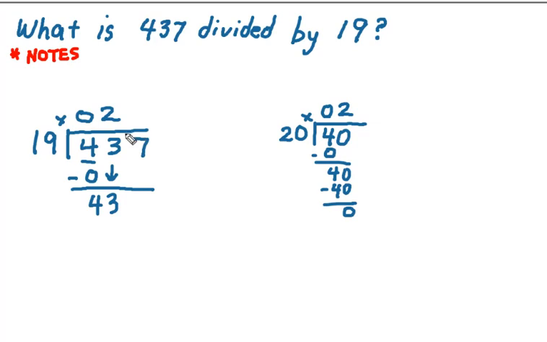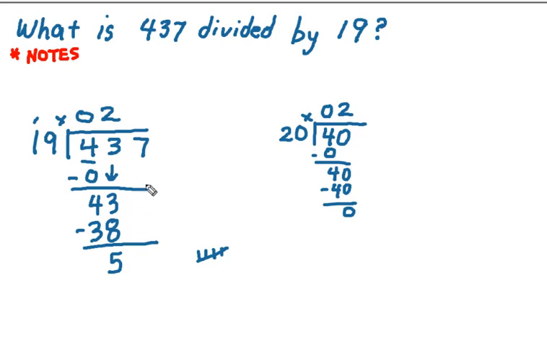And then we would go ahead and multiply. So then we have 2 times 9 is 18. Carry the 1. 2 times 1 is 2, plus 1 is 3. So then we get 38. And the next thing that we would do is subtract 38 from 43: 39, 40, 41, 42, 43. So that gives us a 5.